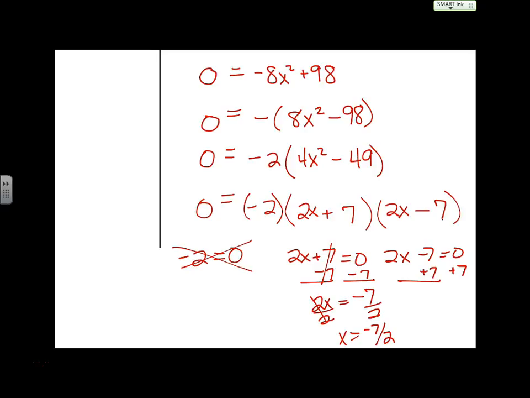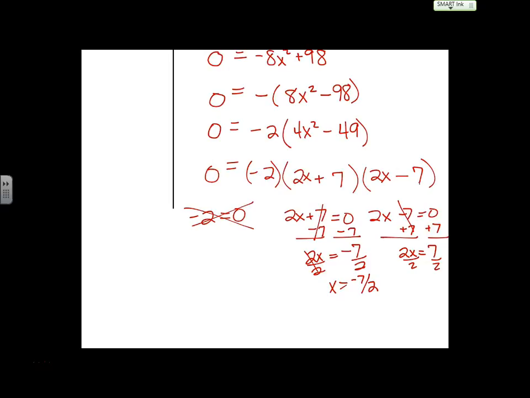Yeah, some of you already know the pattern. We get 2x equals 7, divide by 2, divide by 2. x equals 7 over 2. So it doesn't matter what order I took, either way you'd have the same two answers at the end.